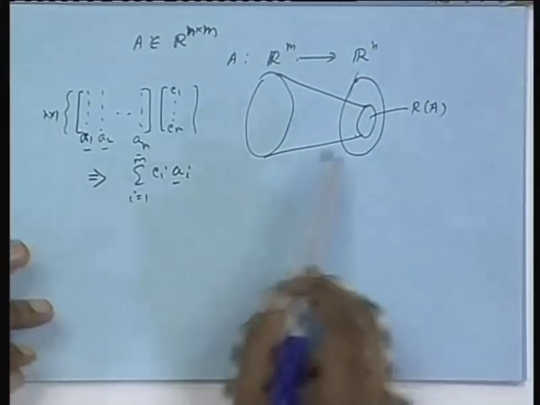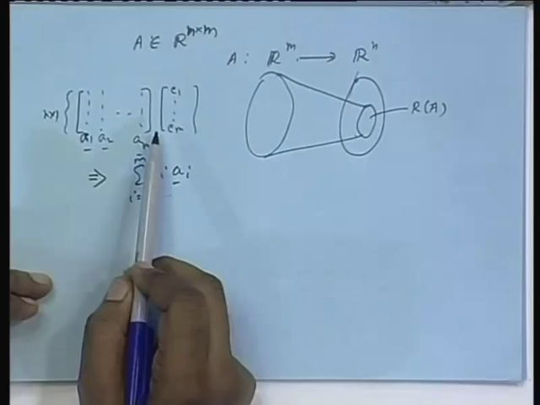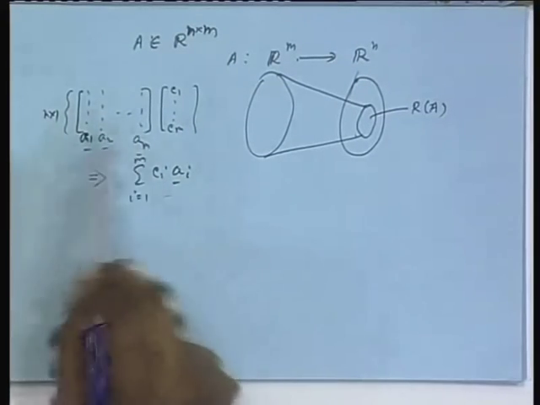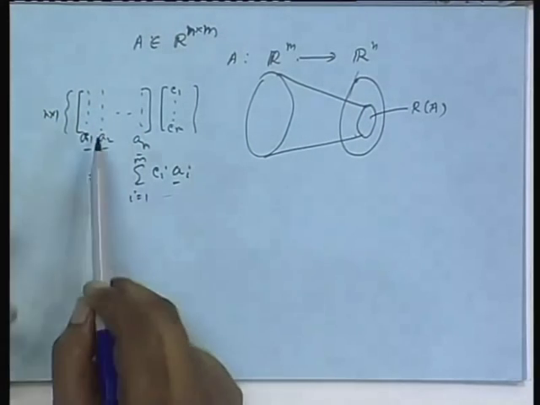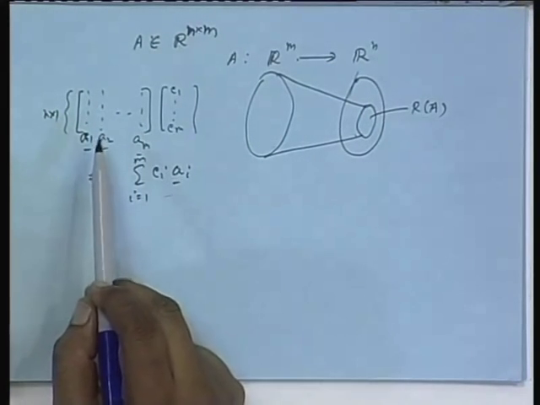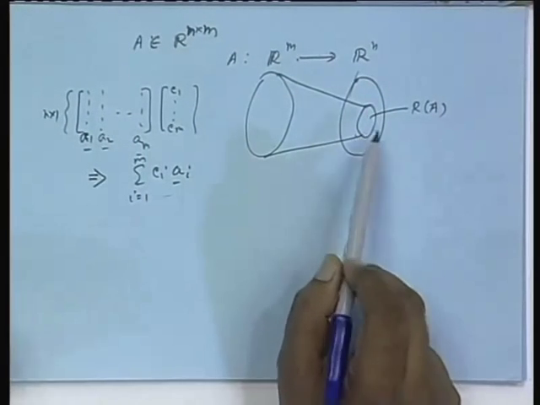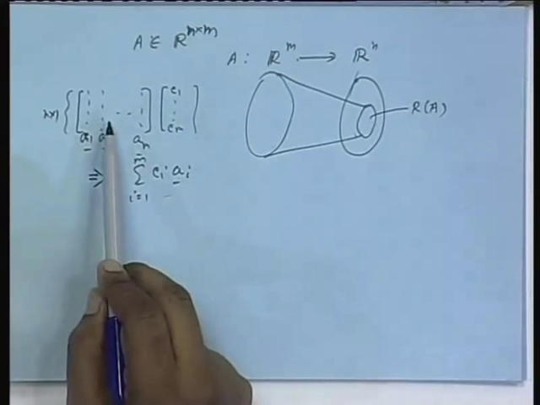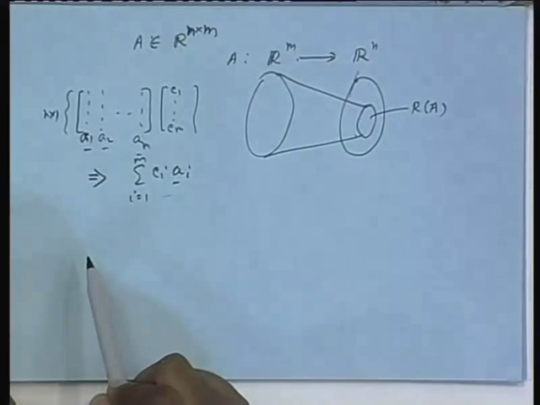So the range of A is what? Each element of the range of A is given by a linear combination of the columns of A. That means the column space. What is the column space of this matrix? The set of all possible linear combinations of the columns of this matrix. That is the same as the range space, because if you pick any vector in the range space, it is some linear combination of the columns, since when you multiply a vector by this matrix, you get a linear combination of the columns as shown here.